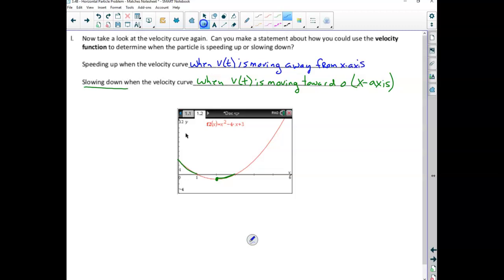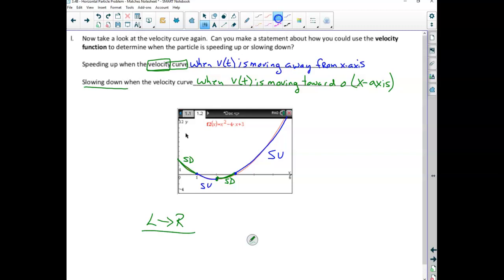So, check it out. From 1 to 2, yeah, I'm moving away from the x-axis. I'm speeding up. I sped up here, and then from 3 out, I'm moving away, so I speed up here. Notice I'm moving towards the x-axis, I'm slowing down. This is on my velocity curve, reading from left to right only, okay?